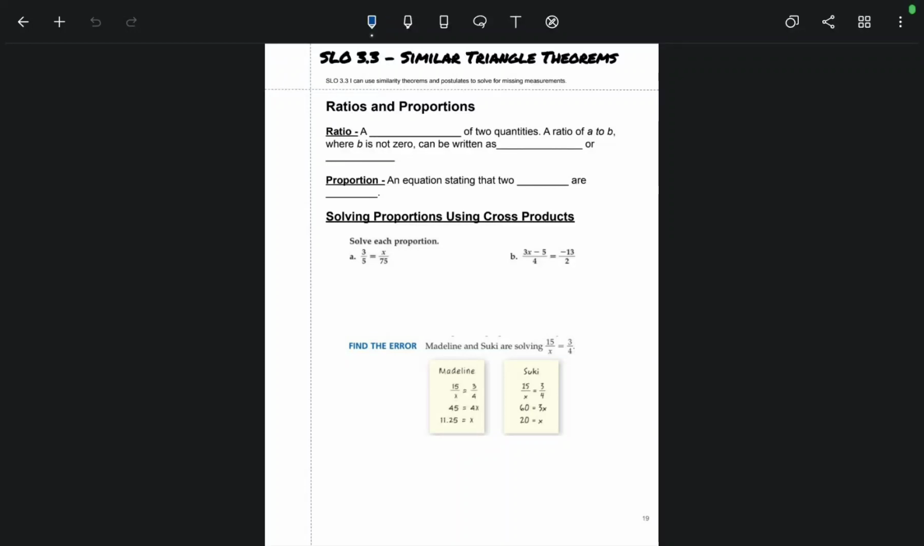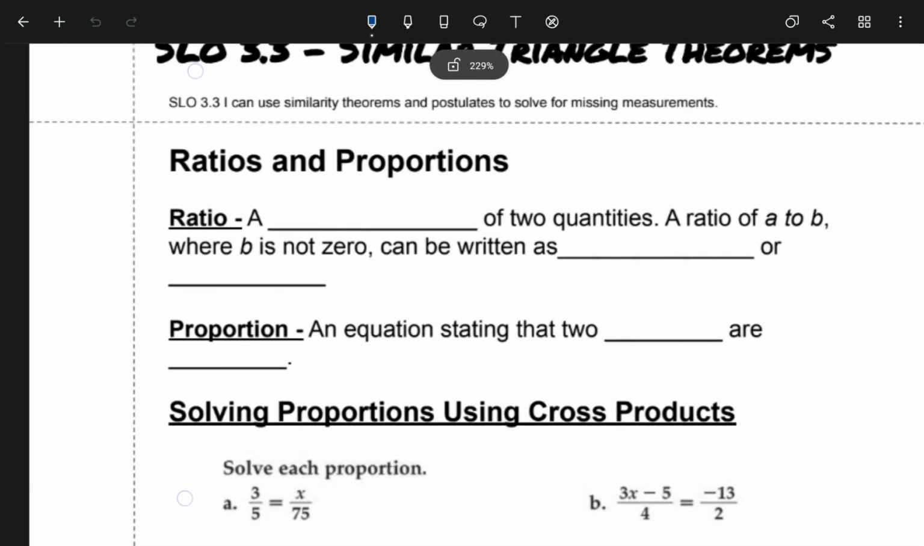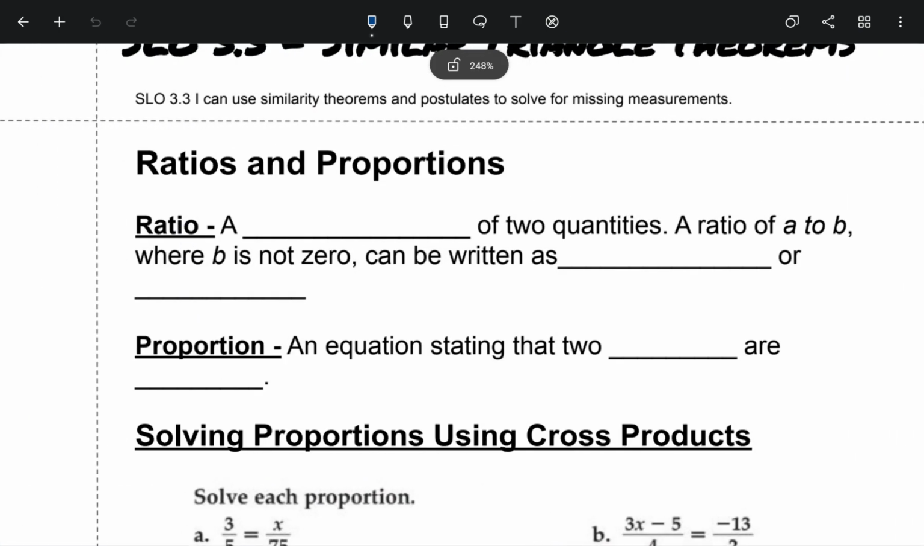Today we are starting a new objective, objective 3.3, similar triangle theorems. Today's objective is that you can use similarity theorems and postulates to solve for missing measurements.